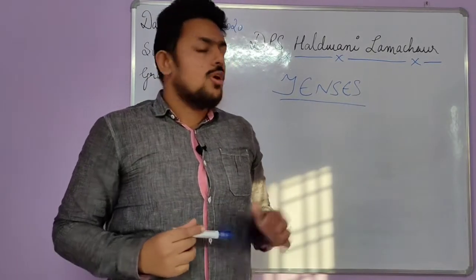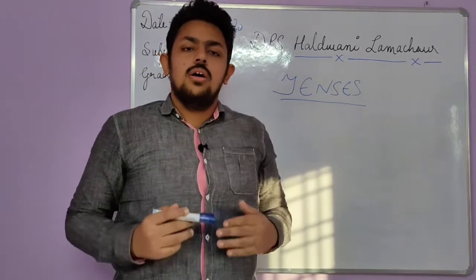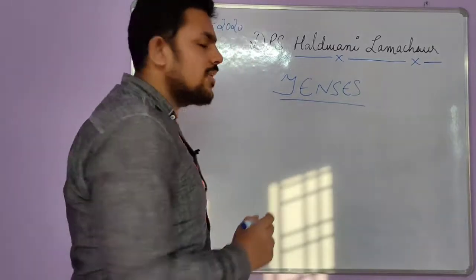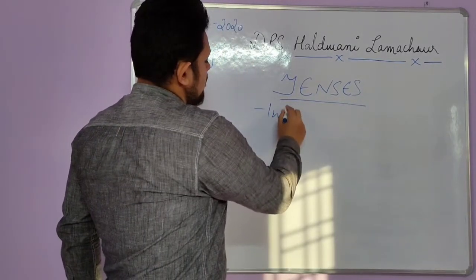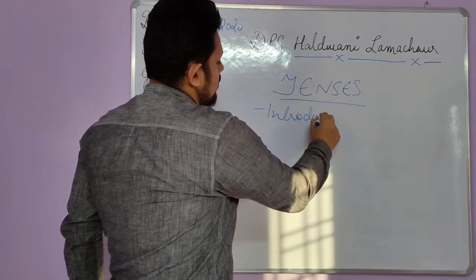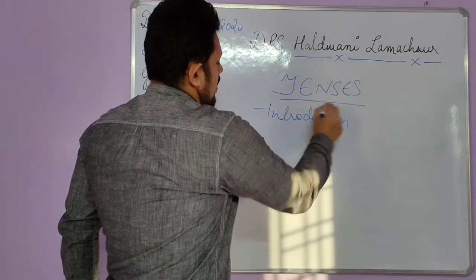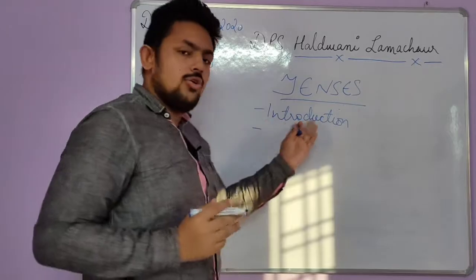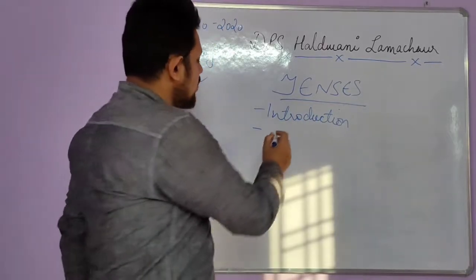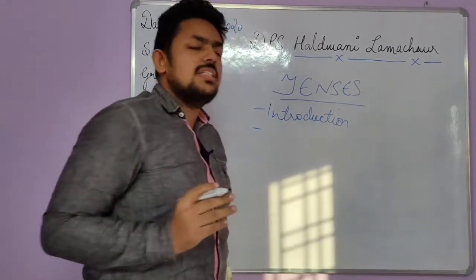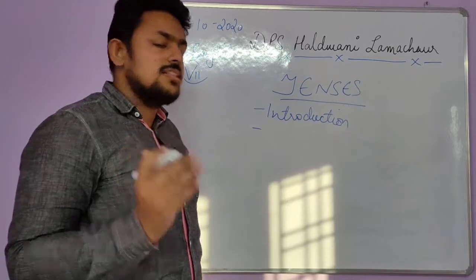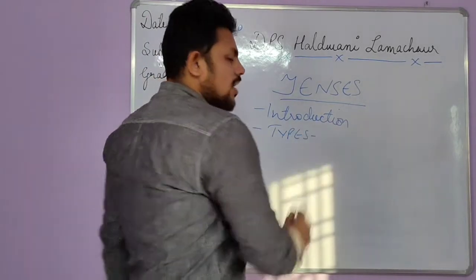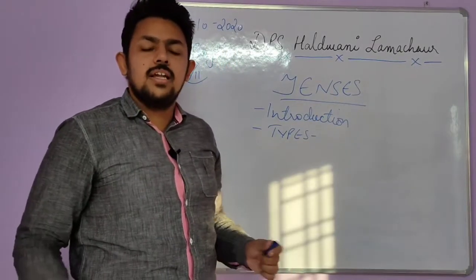Confusing one. So I have covered this chapter in multiple videos. By far, we have covered the introduction of tenses. Then we have seen the forms of tenses. So basically, there are three types of tenses. First of all, the types. What are the three types of tenses? Can you tell me?